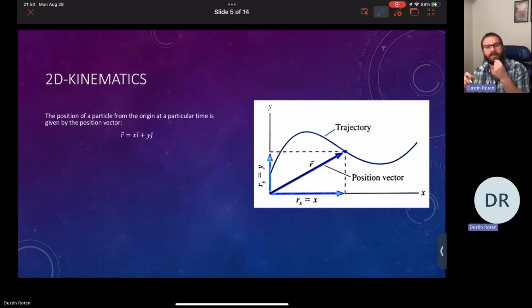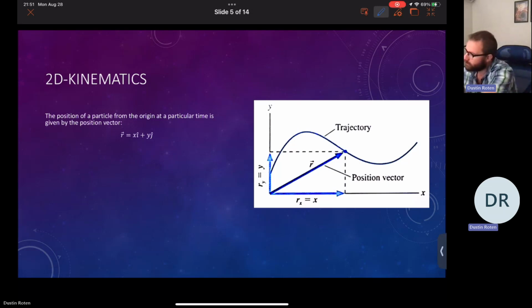All right, let's talk about some 2D kinematics. I believe we've talked about this more or less in the previous lecture about vectors, but as you may recall, the position of a particle from the origin at a particular time is given by the position vector. The position vector is essentially just going to scale our unit vectors. Remember the i hat and j hat?